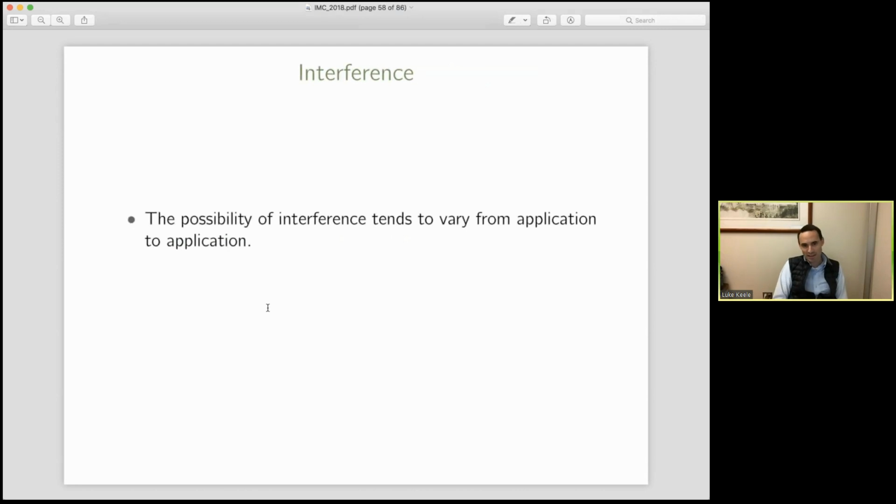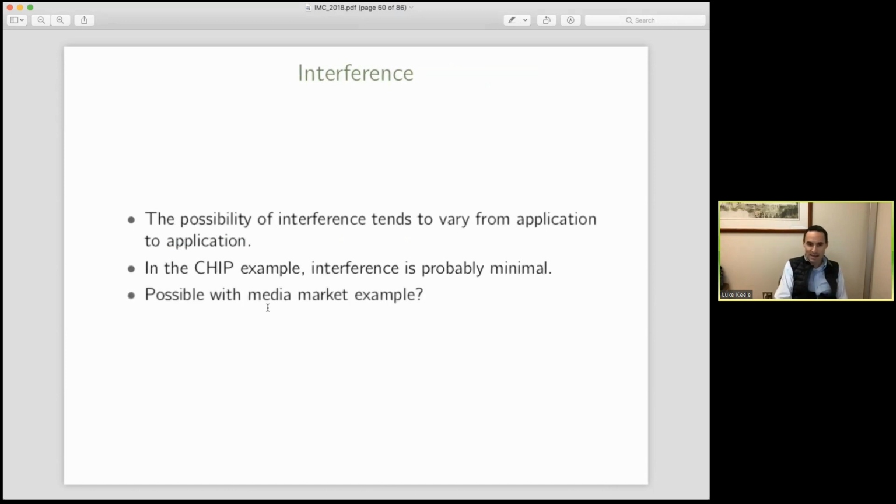Here, the possibility of interference tends to vary quite a bit. In the CHIP example, it's hard to imagine how that's the case. You have to be eligible. There's no real way for me to give my copay to the people who live in Illinois. The media market one is interesting. If there are a lot of ads just on one side of the border, is there any way for them to be exposed if you live on the other side? In the time of aerial TV, there were probably many instances of interference. Now that we have cable, it may be less.